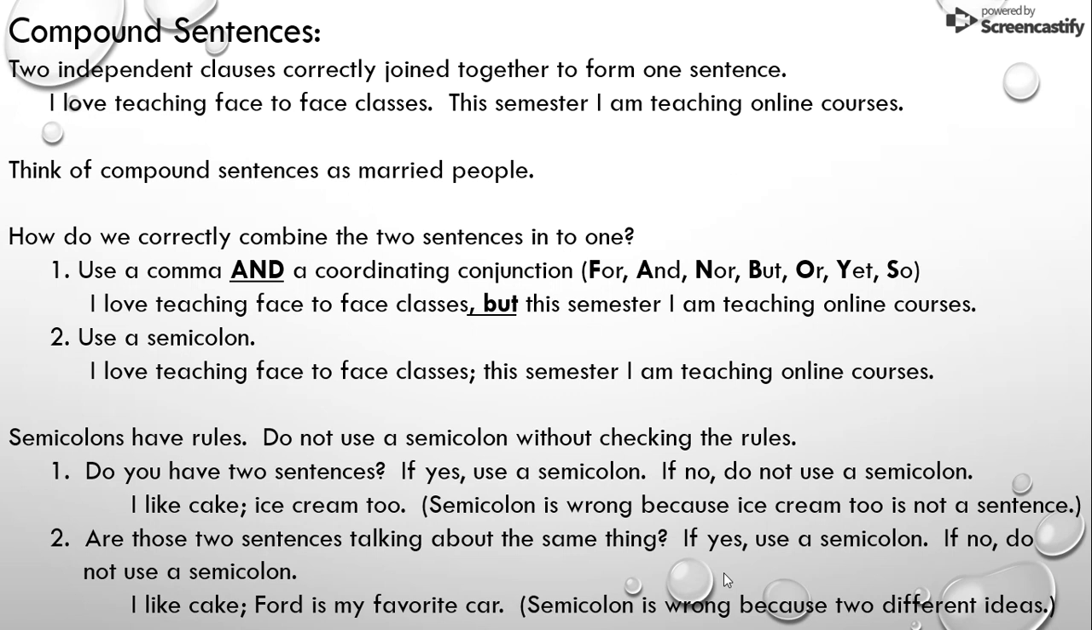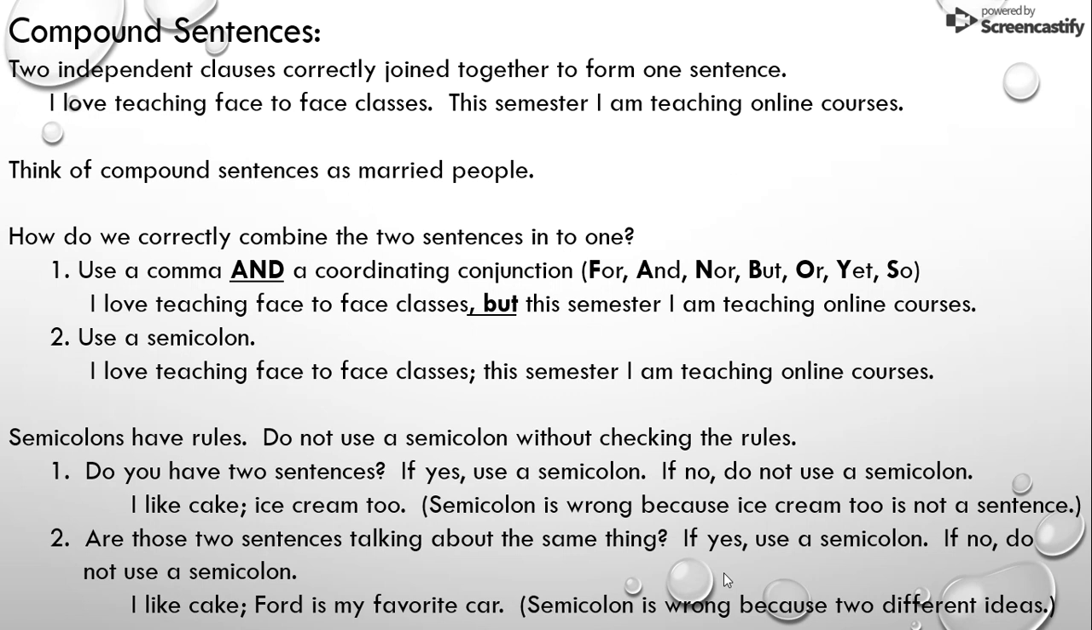So let's take a look at the first of the remaining three kinds of sentences that you can write. These are called compound sentences. This is when you take two independent clauses and correctly join them together to form one sentence. For instance, you see here that I have two simple sentences. I love teaching face-to-face classes. This semester I'm teaching online courses. Right now they're simple sentences. I want to find a way to put them together and make them one sentence.